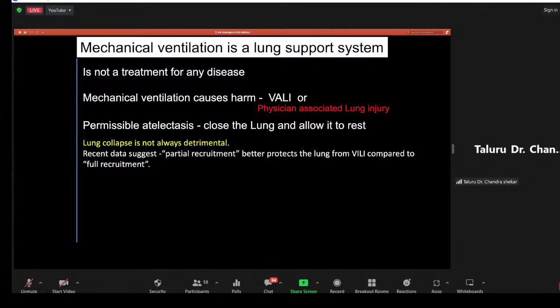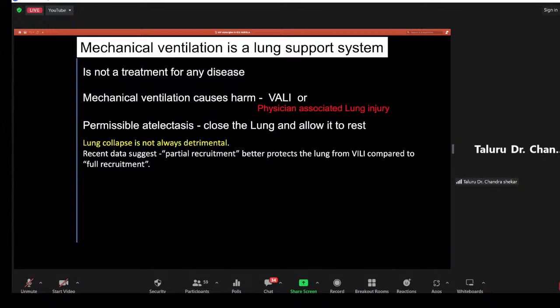The base on which mechanical ventilation is being administered today is, we don't try to open the whole lung. Once we achieve a saturation of 92, we are not going to increase the PEEP. We are not going to increase the tidal volumes. So meaning, we are allowing some collapse to stay. We allow some permissible atelectasis. We only do partial recruitment so that the oxygen delivery is sustained to the cellular level and there is no energy failure at the cellular level.